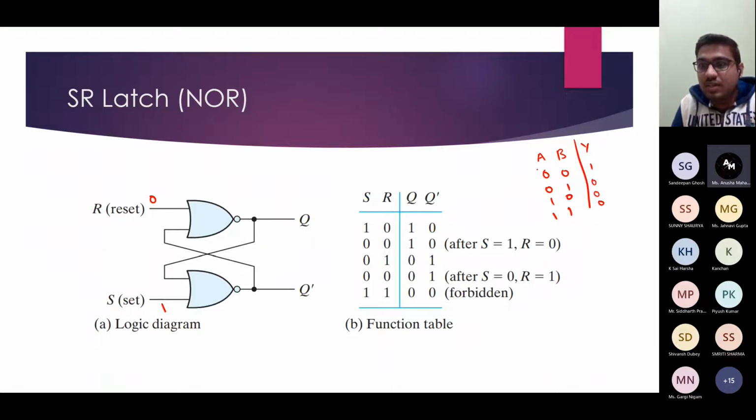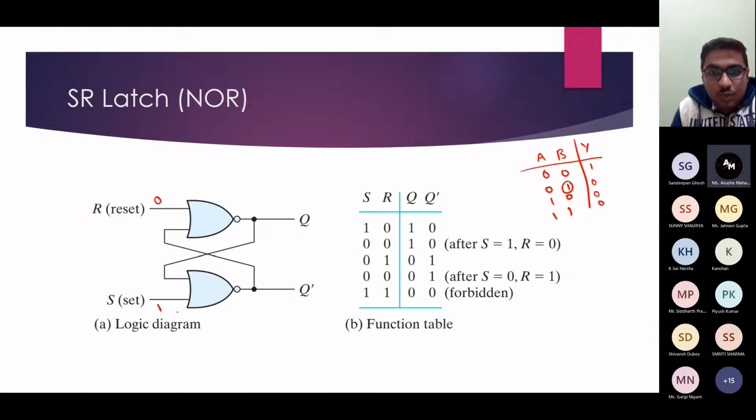Can anyone confirm which gate this truth table is? Can anyone tell me? NOR. Yes. So here you can see, if any one of the inputs is 1, then the output is going to be 0. So if you consider this SR latch, and this S is 1, and consider this R is 0.